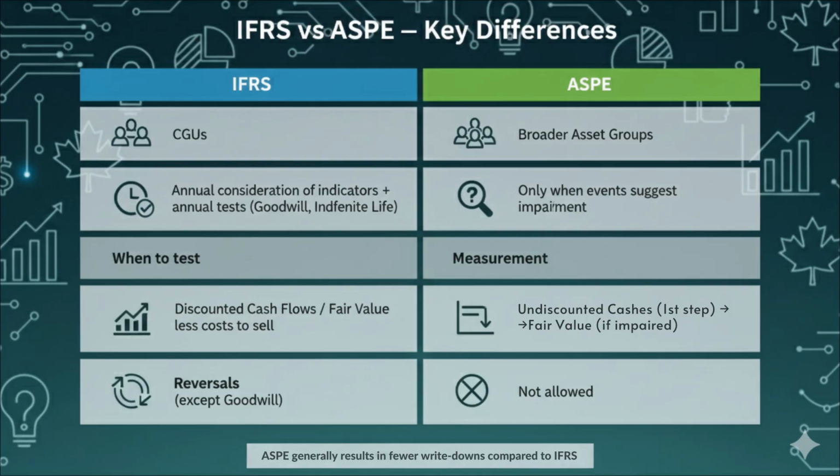Measurement. IFRS uses discounted cash flows or fair value less cost to sell. ASPE starts with undiscounted cash flows. If those are lower than carrying value, you move to fair value to determine the loss. Reversals. IFRS allows reversals for assets other than goodwill. ASPE does not allow reversals at all. This means ASPE generally results in fewer write-downs compared to IFRS.